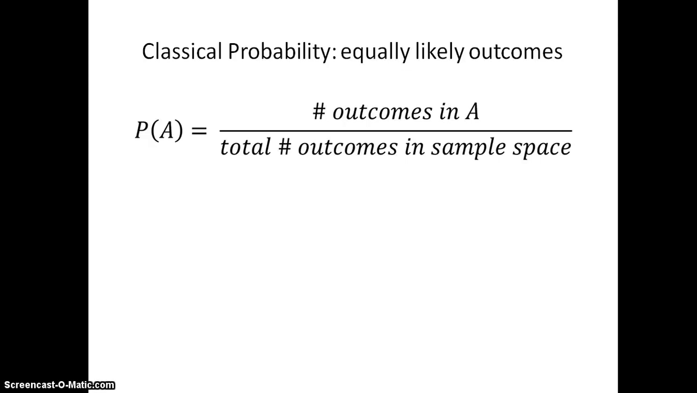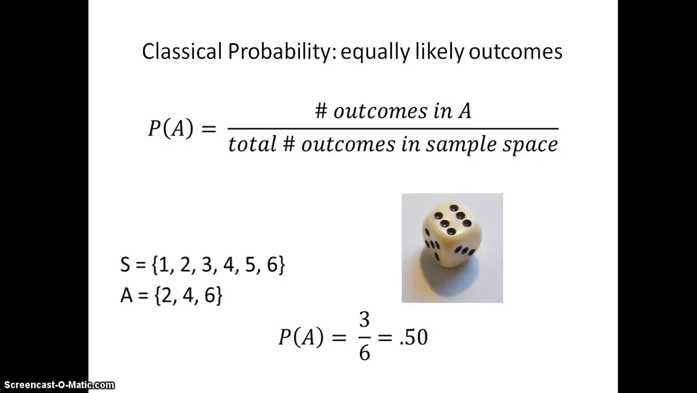and then dividing by the total number of outcomes in the sample space. So for instance, with our 6-sided die, we know that the sample space is the numbers 1, 2, 3, 4, 5, and 6 that can land face up.